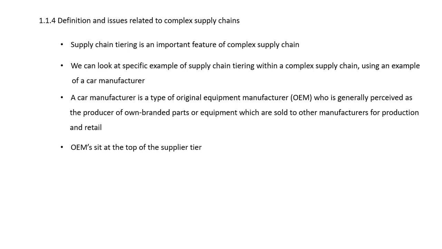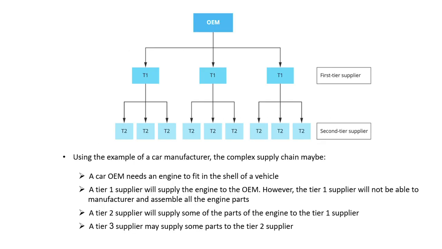OEMs sit at the top of the supplier tier. OEM, first tier supplier, second tier supplier. Using the example of a car manufacturer, the complex supply chain may be: a car OEM needs an engine to fit in the shell of a vehicle. A Tier 1 supplier will supply the engine to the OEM. However, the Tier 1 supplier will not be able to manufacture and assemble all the engine parts. A Tier 2 supplier will supply some of the parts of the engine to the Tier 1 supplier. A Tier 3 supplier may supply some parts to the Tier 2 supplier.